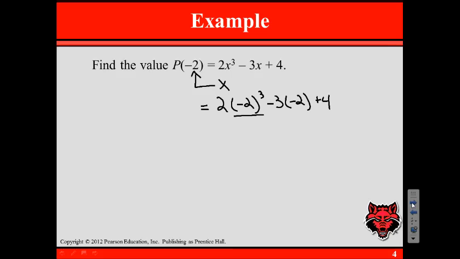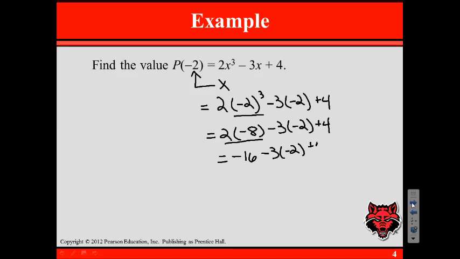First, we start with negative 2 cubed. This would become 2 times negative 8 minus 3 times negative 2 plus 4. We then multiply 2 and negative 8. We have negative 16 minus 3 times negative 2 plus 4. Now we multiply negative 3 and negative 2. We have negative 16 plus 6 plus 4. We can add one at a time or all together. Negative 16 plus 6 plus 4 would become negative 6.